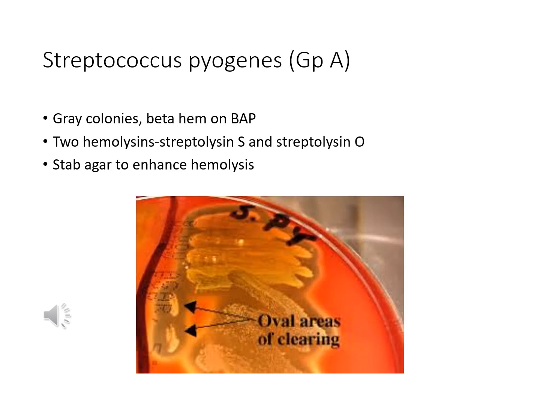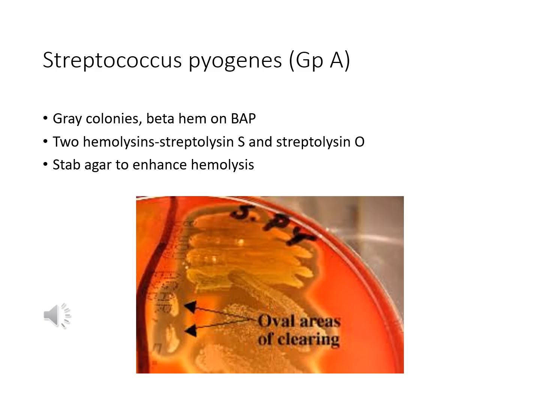Streptococcus pyogenes, or group A strep. These are going to be gray colonies. These are also going to be beta hemolytic on blood agar. So what they're going to look like is they're going to have a clear zone around the colony, because they're able to completely hemolyze the sheep blood cells in the agar. And that is because of the two hemolysins, streptolysin S and O.